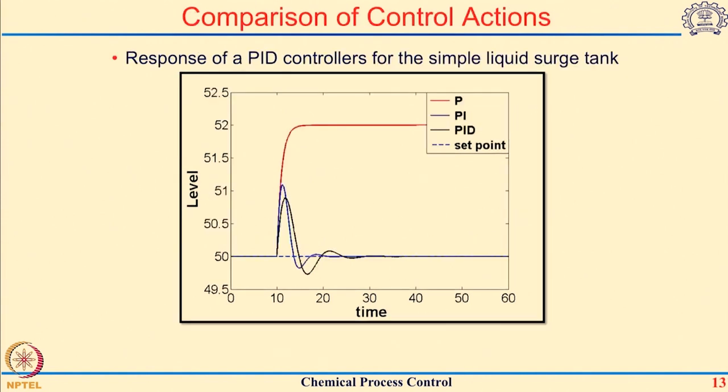So in summary, if you look at the comparison of all these three actions, the proportional controller gives you a fast, non-oscillatory response, but the offset is not equal to zero. When you add integral action, the response becomes oscillatory, the offset becomes zero, but there is also some overshoot. And then when you add a sufficient amount of derivative action, even that overshoot can be reduced.